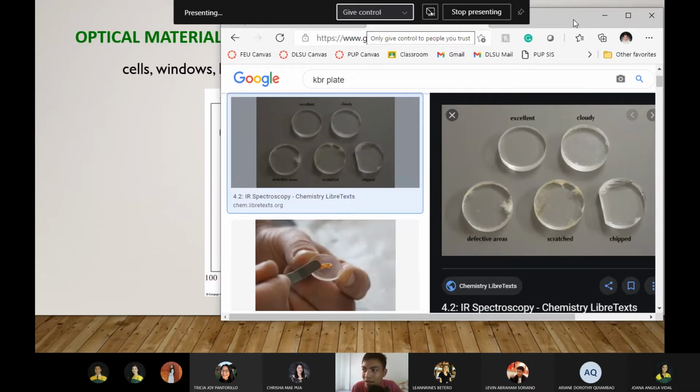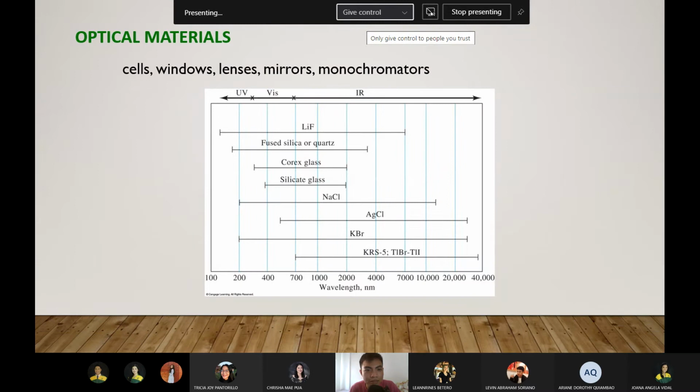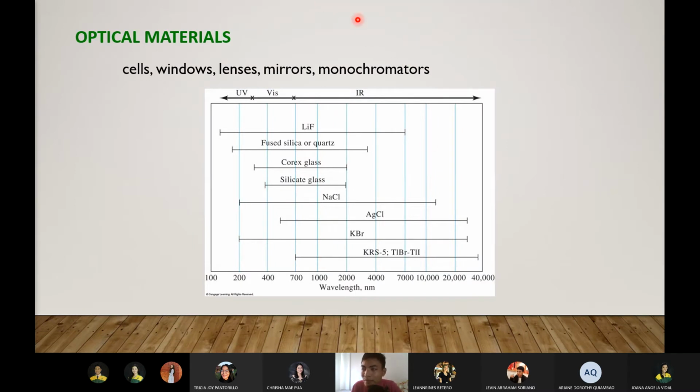So for every type of analysis, there is a corresponding material that needs to be used. Why? Because the atoms of the materials can interfere with different wavelengths. That way the quality of our result is better. Now, let's go back to the components.